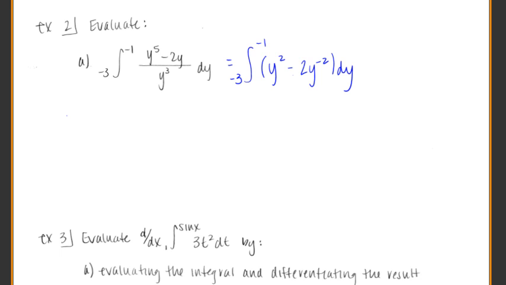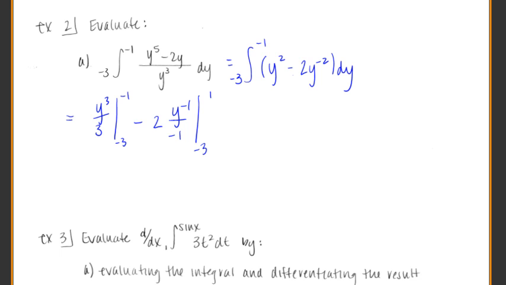Okay, so the first term, I want to take the integral of y squared. We always add 1 to that exponent and divide by the new exponent. And we're going to evaluate that from -3 up to -1. Then minus 2, and the integral there would be add 1 to your exponent, so y to the -1 over -1, evaluated from -3 to -1.